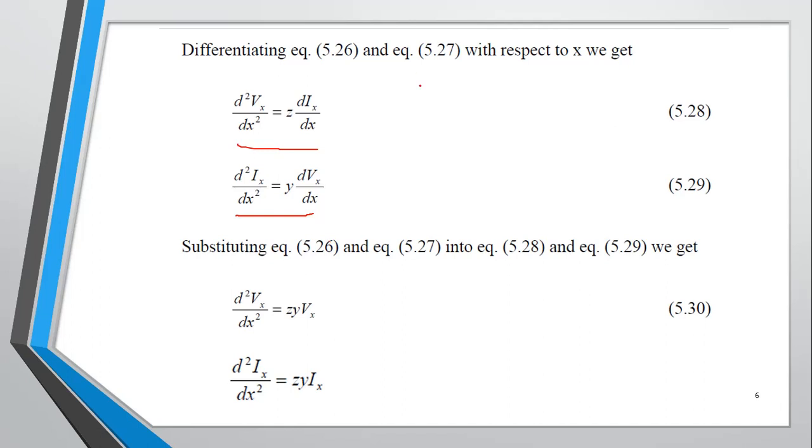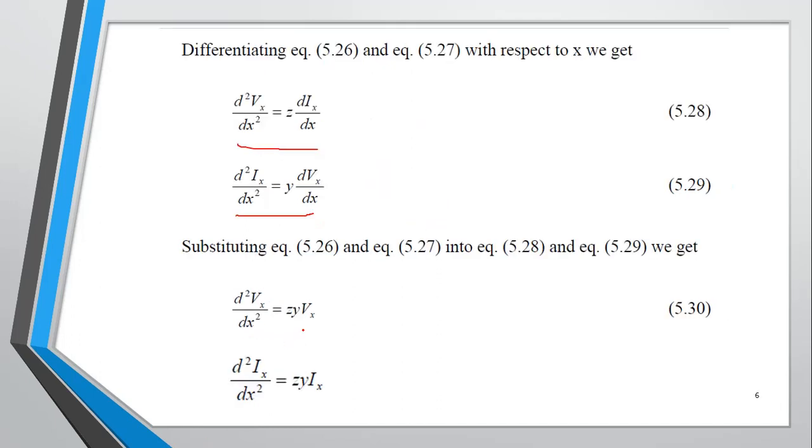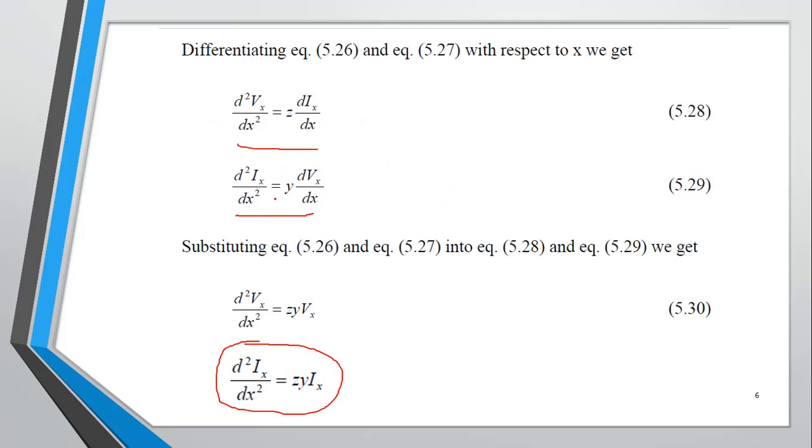So if we put the value of dVx over dx, which is calculated over here, dVx over dx is IxZ. If we put that value IxZ, then the equation would be this one. Similarly, if we put the value of dI over dx, then dI over dx is VxY, and now VxY, if we put this one, it is ZY into Vx. So these are the two equations which we are formulating.